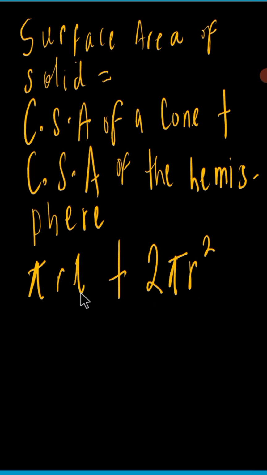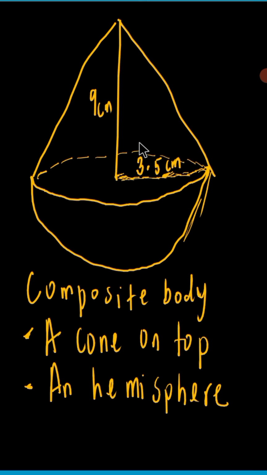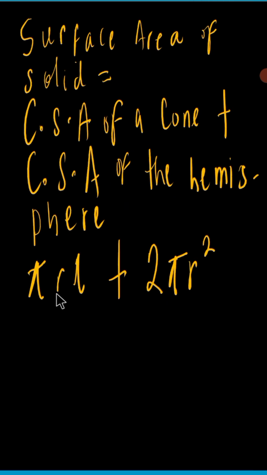But we need to get the slant height of the cone. If you check the shape, you see this is the vertical height. This place is the slant height. And this is the radius. This thing forms a right angle triangle. So the first thing, let us calculate the slant height of the cone using Pythagoras theorem. So our slant height of the cone, l squared, will be equal to h squared plus r squared by using Pythagoras theorem.